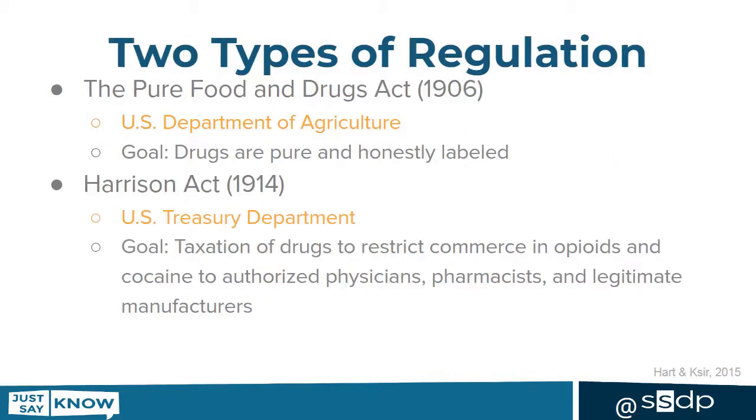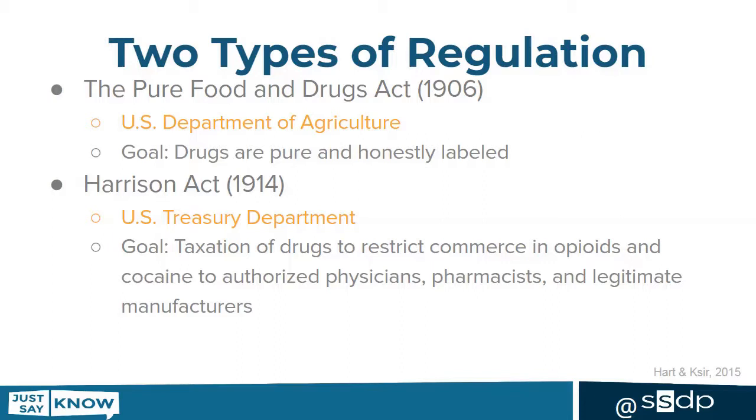So under this, we have two basic laws that influence drug regulation. We've got the Pure Food and Drug Act of 1906, and that was mostly overseen by the U.S. Department of Agriculture, with the goal being that drugs are pure and honestly labeled. So again, it was about labeling, it's about regulating what was actually in the drug.